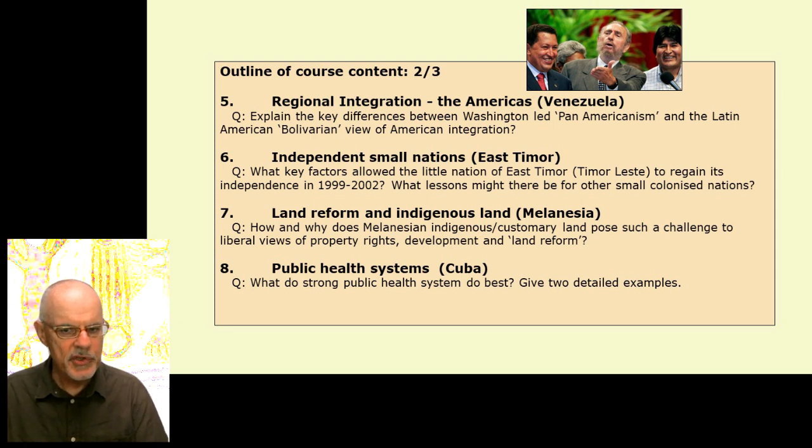Public health systems, using the example of Cuba with one of the most famous public health systems, has the Cuban experience shown us about the value of strong public health systems and what do public health systems do best? And that's an important study. It has implications for every society, particularly in this period after we've been through a devastating pandemic.